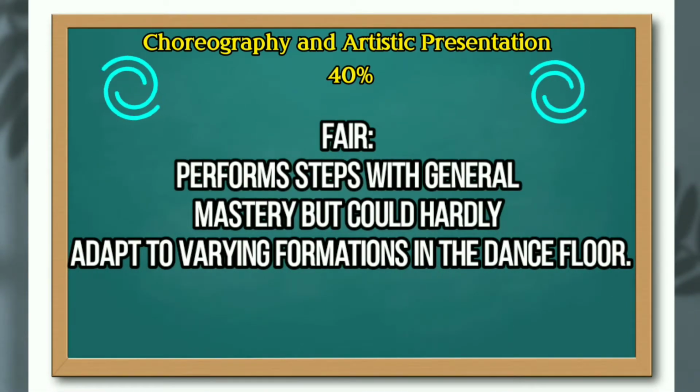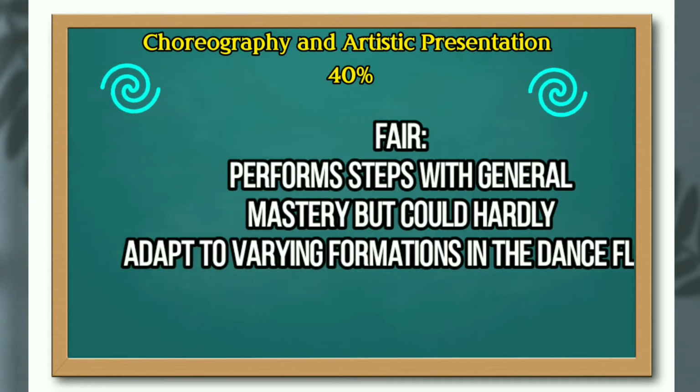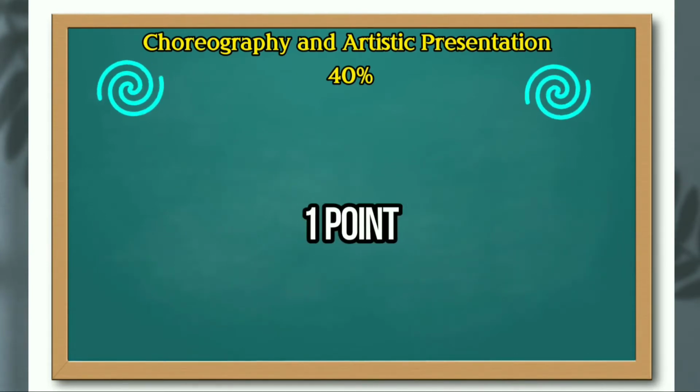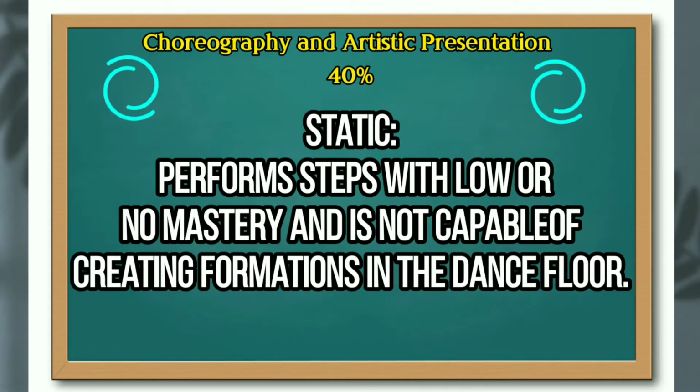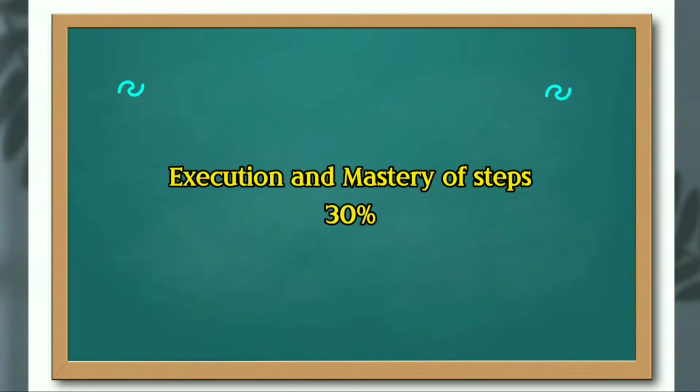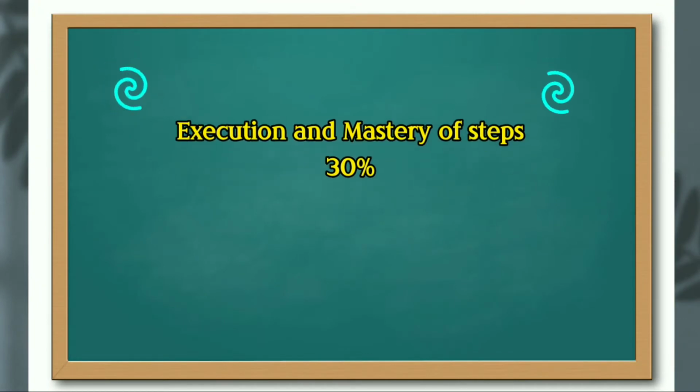Fair, this is 2 points if the group performs steps with general mastery but could hardly adapt the varying formations in the dance floor. And 1 point if it is static. So static means they perform steps with low or no mastery and is not capable of creating formations in the dance floor. Now let's proceed to execution and mastery of steps.